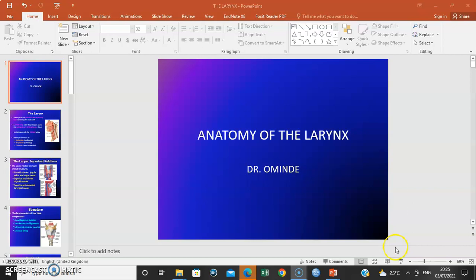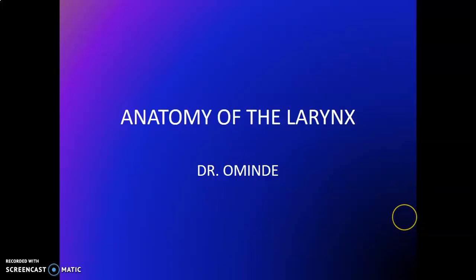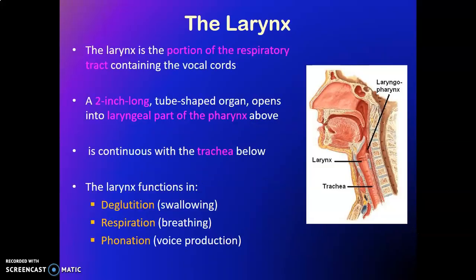My name is Dr. Omi and I'm going to take you through the gross anatomy of the larynx. So, the larynx is a portion of the respiratory tract that contains the vocal cords, and it's 2 inches long. It's tube-shaped and usually opens into the laryngeal part of the pharynx. Remember we said it opens into the laryngopharynx.